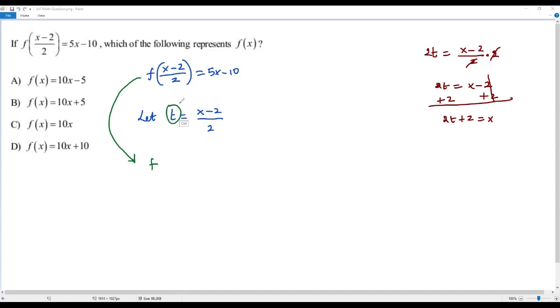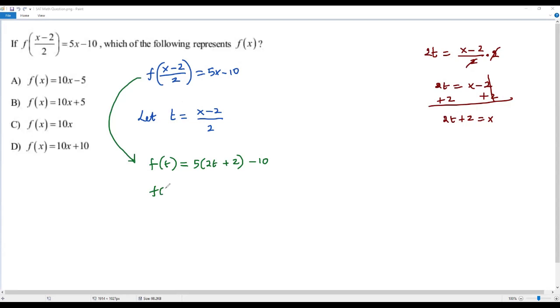So now we can plug in t for this one, then we get f of t. So on the right side, I have to get the stuff in terms of t because now we have defined the function f in terms of the new variable t. Okay, here 5 times. Now we have to replace this x by 2t plus 2. Then I'm getting 5 times (2t plus 2). And we can write this negative 10 as it is.